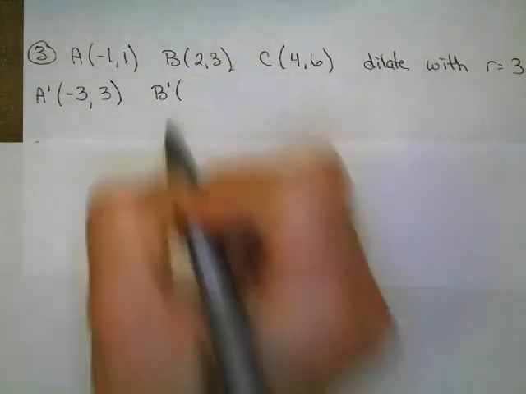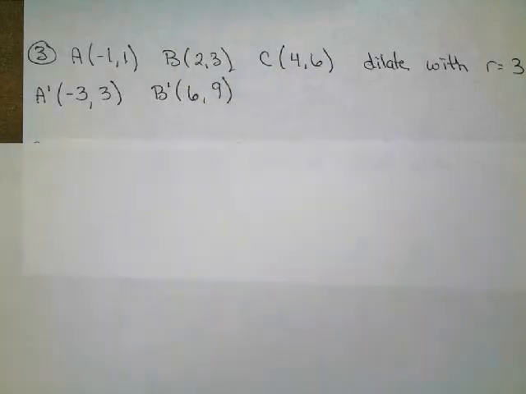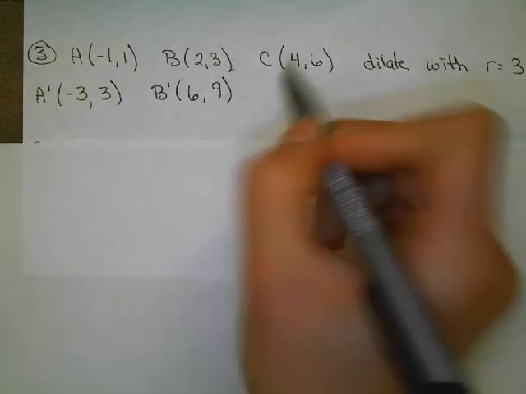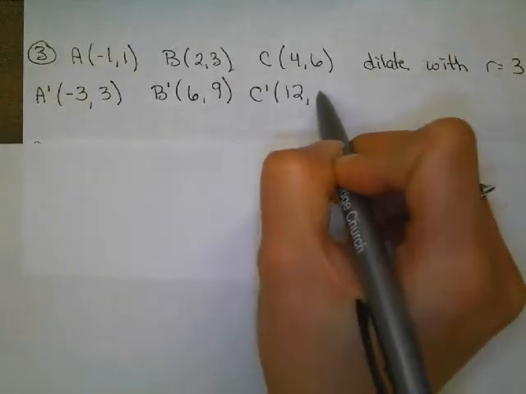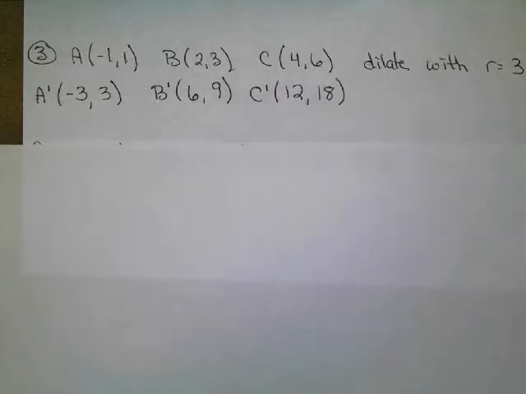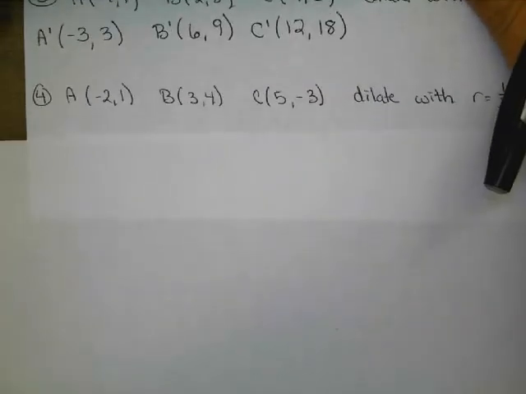B prime, 2 times 3 is 6, and 3 times 3 is 9. So B prime is at 6, 9. And then C prime, 4 times 3 is 12, and 6 times 3 is 18. So my image points are at -3, 3 for A prime, B prime is 6, 9, and C prime is 12, 18.